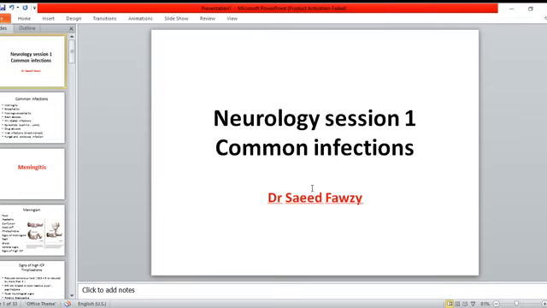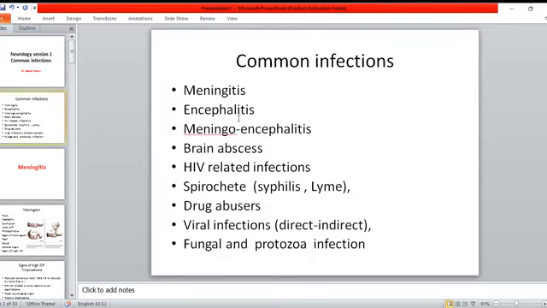Okay, guys. Assalamu alaikum wa rahmatullahi wa barakatuh. We are going to start now with this session. This is our first neurology session, and we are going to start with the common infections. Actually, infections are high topics in the exam, either MRCP part 1 or MRCP part 2. In this session, I hope we can cover the most common infections which are seen in the exam.